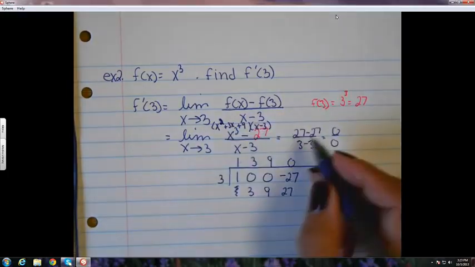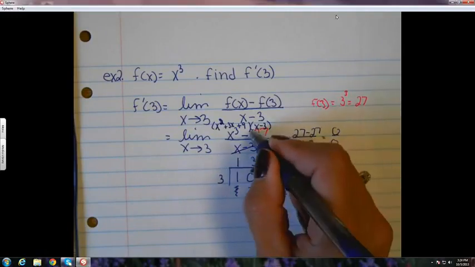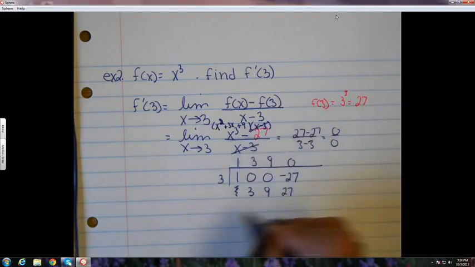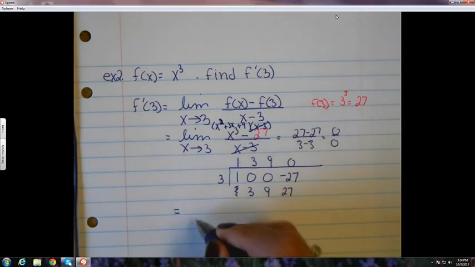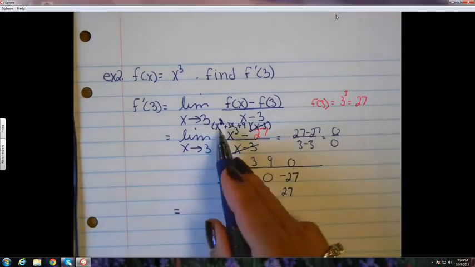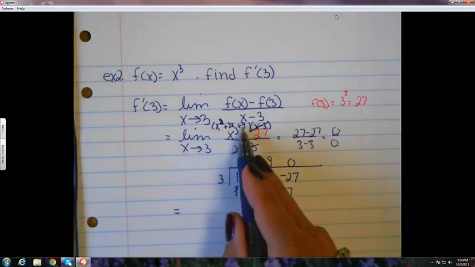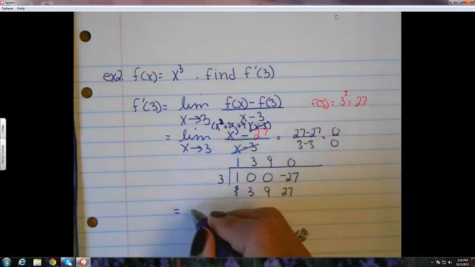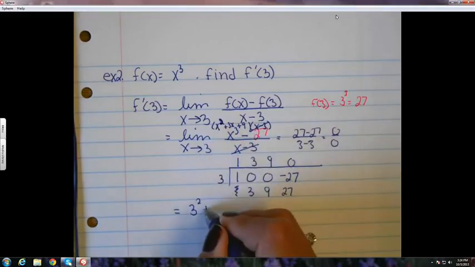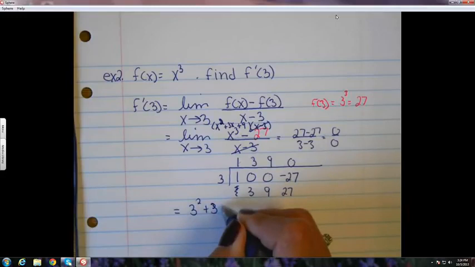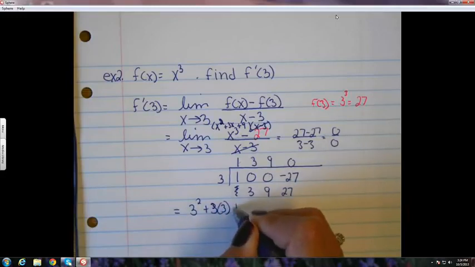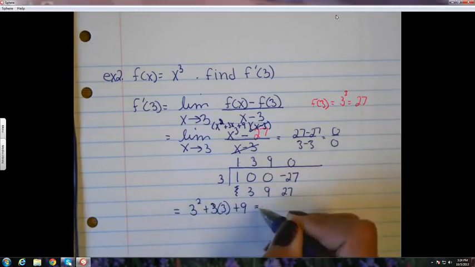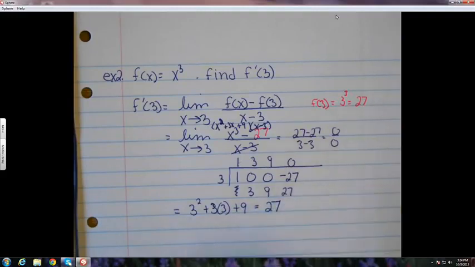Now I can cancel off my common factor. Now my limit, which is my derivative, will be whatever I get when I substitute the 3 into the remaining factor. So 3 squared plus 3 times 3 plus 9. 9 plus 9 plus 9, that's 27. The derivative is 27.